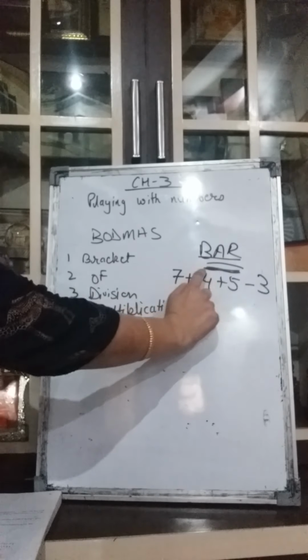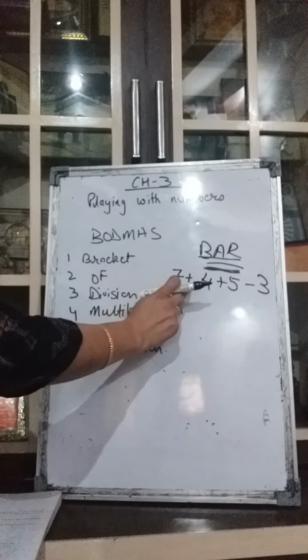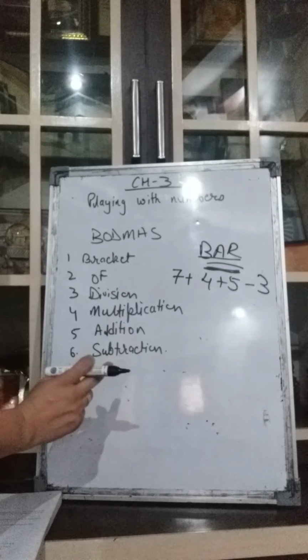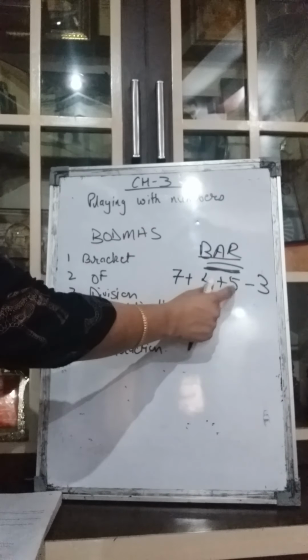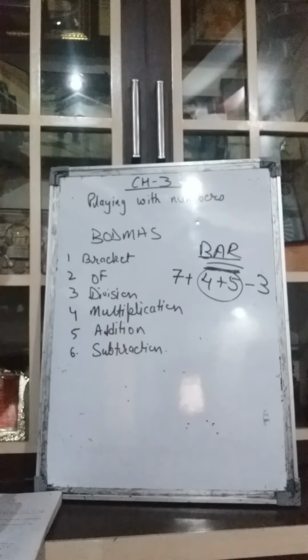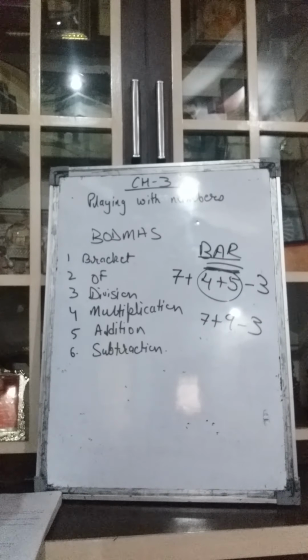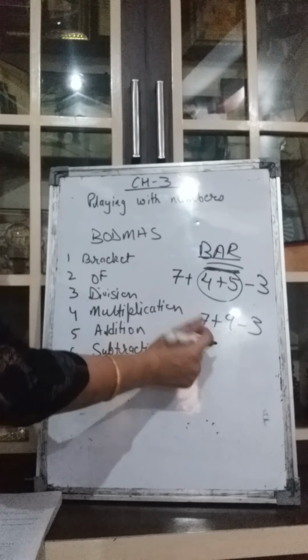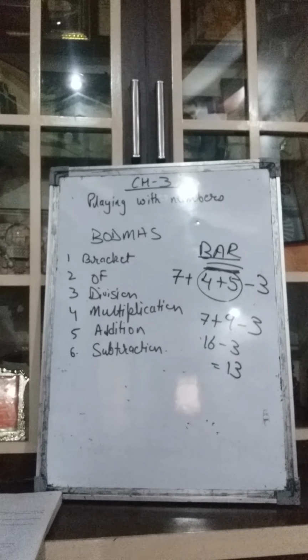Bar means a line on top of the two numbers or three numbers, whatever it is. So suppose it is 7 plus 4 plus 5 minus 3, with a bar on top of 4 and 5. You can say, ma'am, we have to do addition first, so we can do 7 plus 4. No, there is a bar on top of 4 and 5, so you will solve this portion first. So it will be 7 plus 9 minus 3. Then you will do the addition. 7 plus 9 gives you 16, minus 3, that gives you 13. Is that clear?